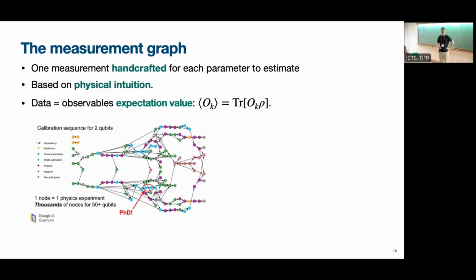So how do we do it today? This is a measurement graph by Google to characterize 2 qubits. Here, each little dot is a single experiment that was handcrafted to estimate the value of one specific parameter, okay? So these experiments are built on physical intuition. You look at your system's dynamics, you do a lot of approximation, and you think, how can I estimate this specific parameter? And then you find the drive that will allow you to extract the value of the parameter. The data we are looking at is typically observable expectation values of your qubit, like sigma z.